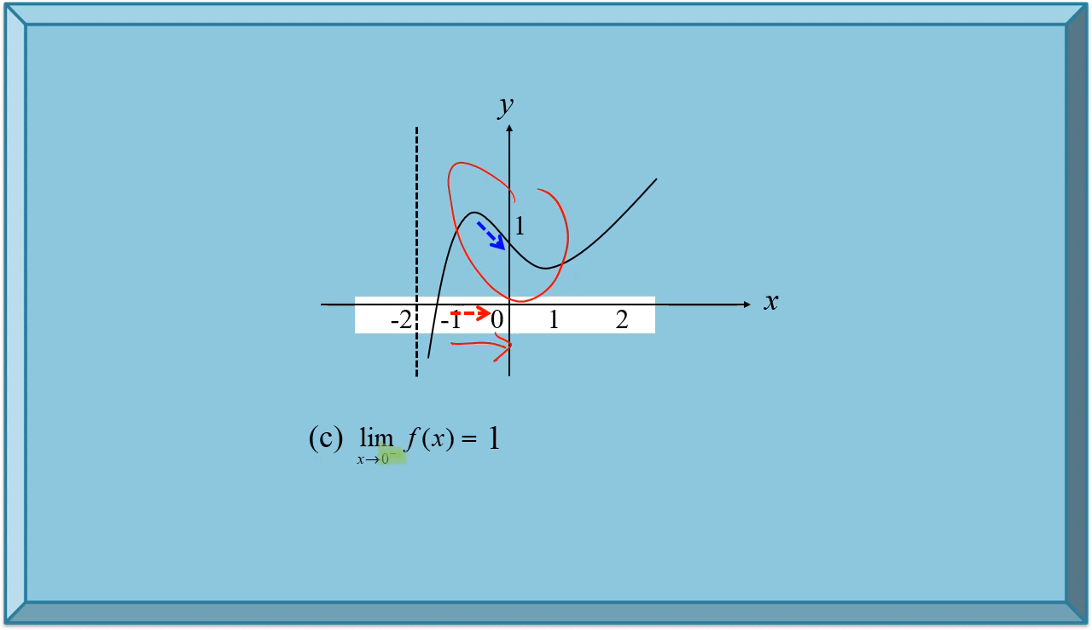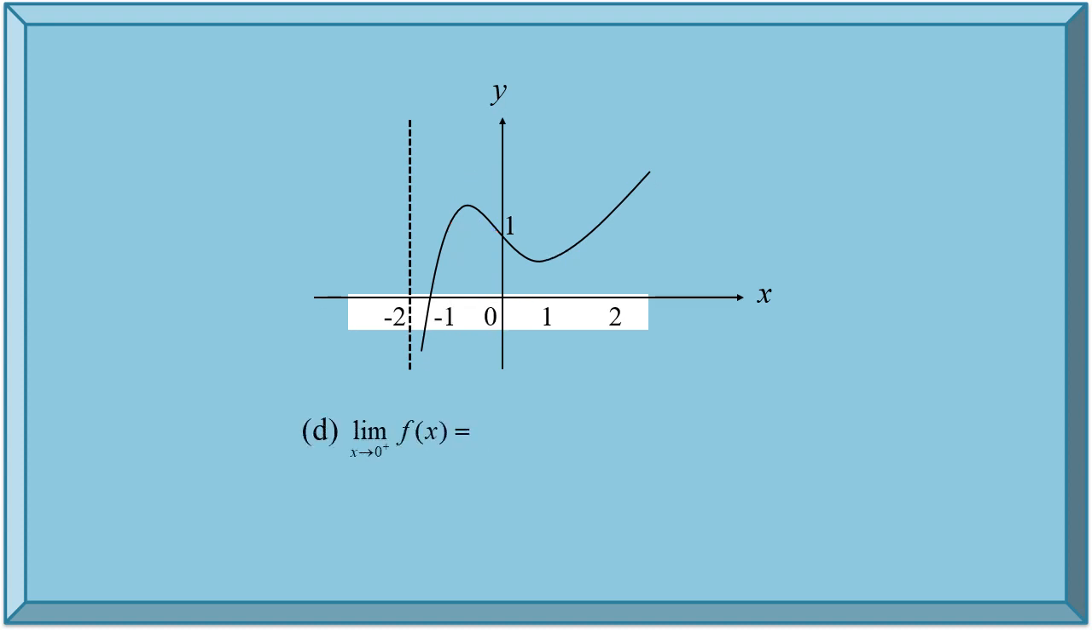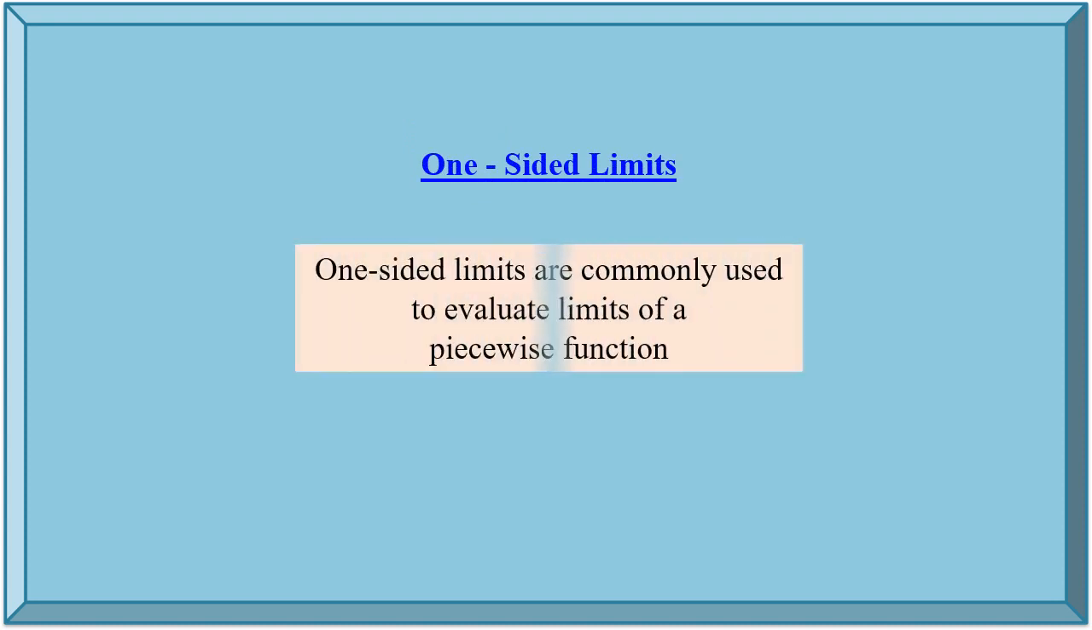And then how about the limit of f as x approaches 0 from the right side? The right side of 0 will be here, so our graph will be around here. The graph is also approaching 1. So in some parts of the graph, it may have a both-sided limit or it may have only a one-sided limit. One-sided limits are commonly used to evaluate limits of a piecewise function.